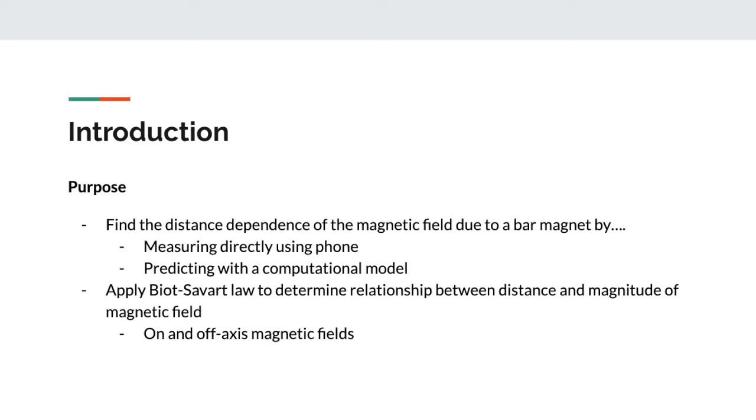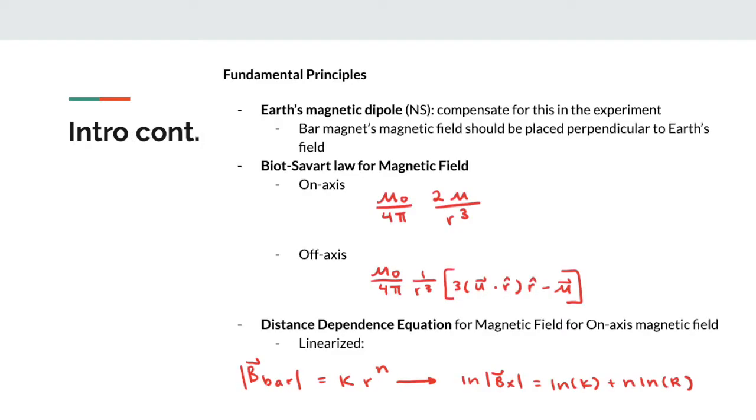We could apply the Biot-Savart law to determine the relationship between the distance and the magnitude of the magnetic field, finding it for both the on and off axis magnetic fields. Since Earth is a magnetic dipole, we needed to place the bar magnet's magnetic field so that it would be perpendicular to the Earth's field along the north-south axis. Another fundamental principle used was the Biot-Savart law for a magnetic field on and off axis, as shown in red.